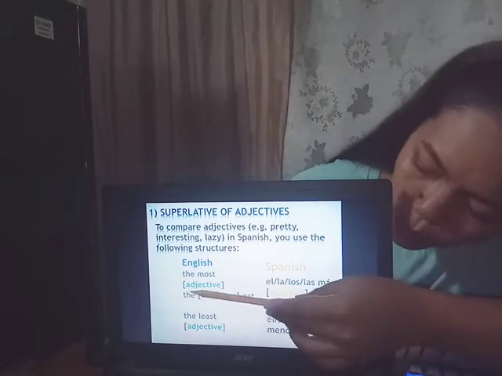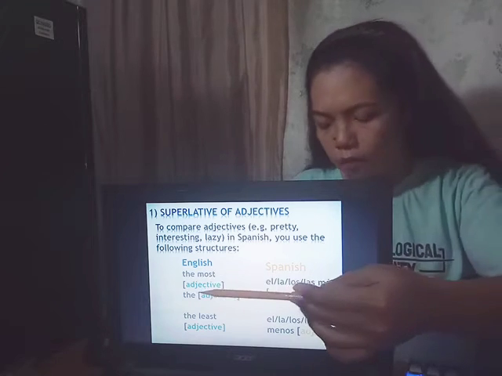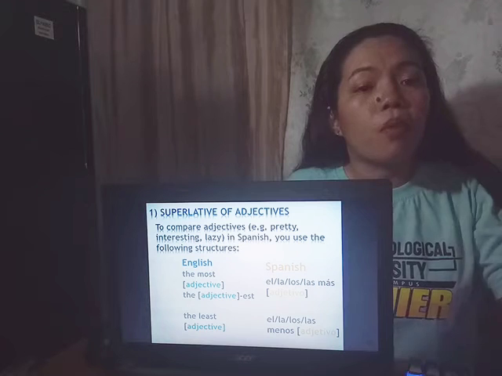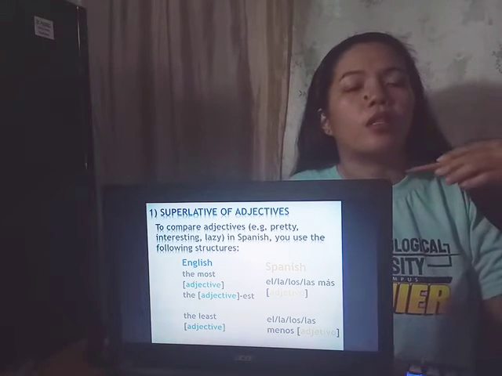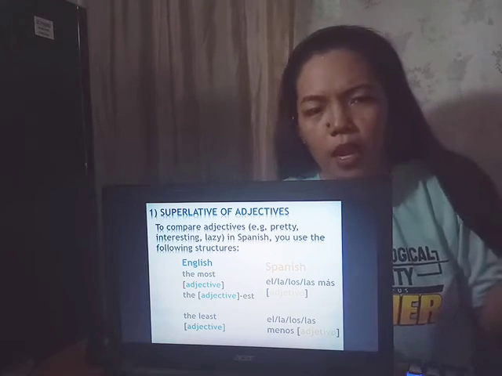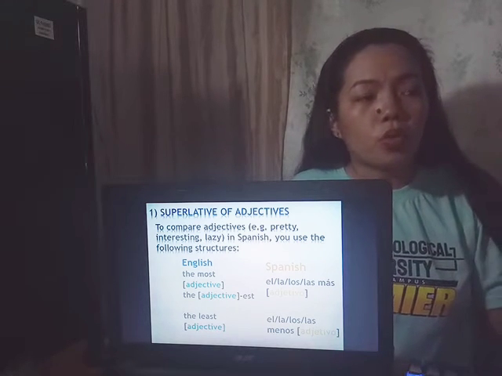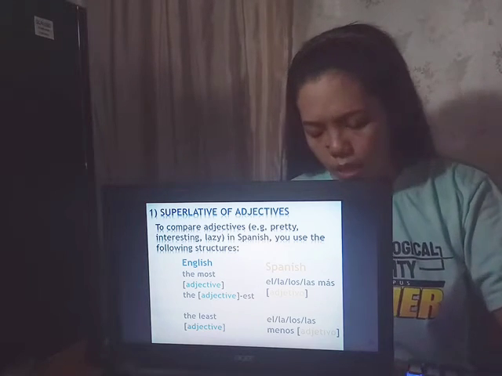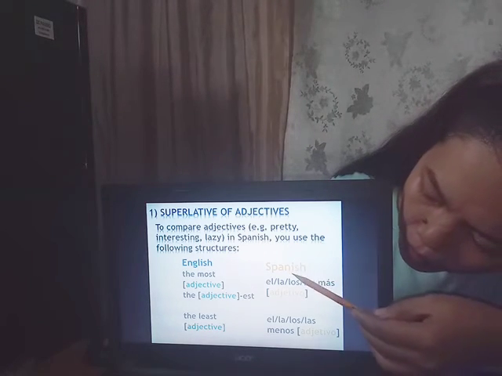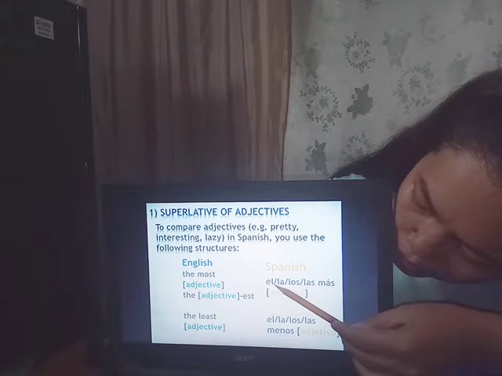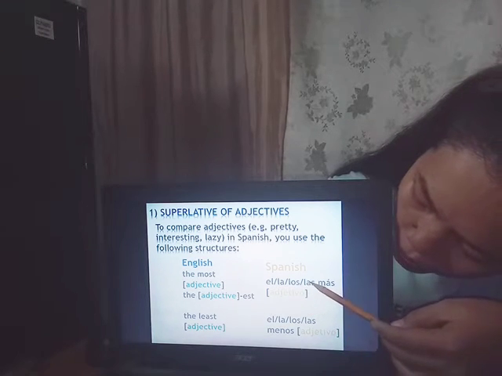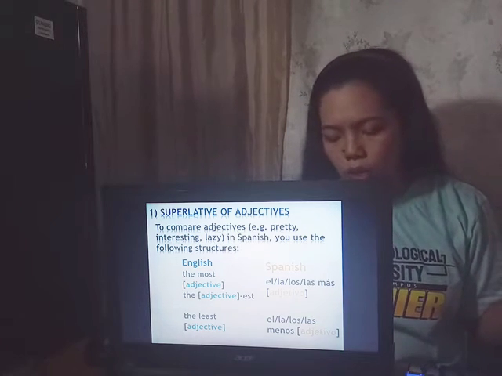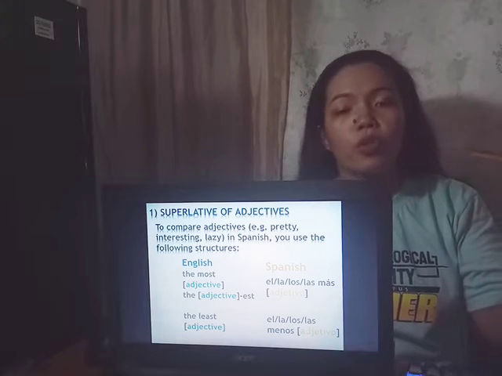So let's just focus on this one first. For English, you can see the most. Anything that you want to say, the most beautiful girl in BHM 3A9, or the most intelligent student, and so on. So in Spanish here we are going to use el, la, los, las, más for adjective. Later on I'm going to show you some examples.